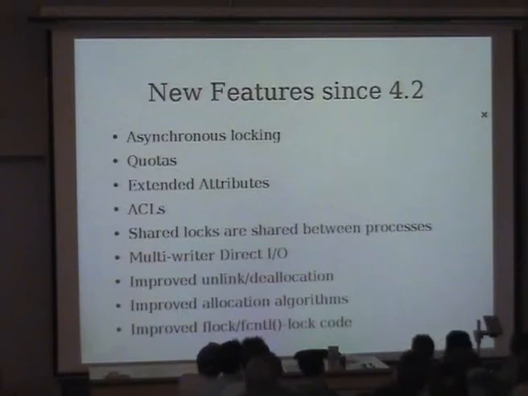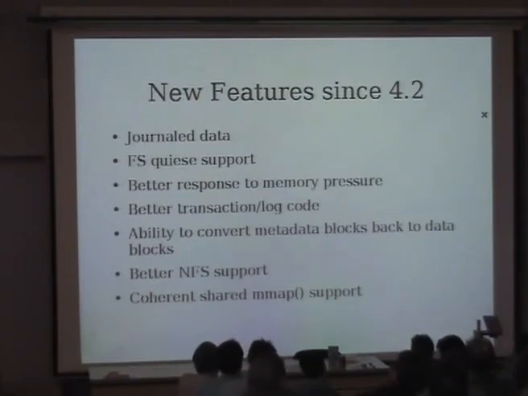Shared locks are going to fix kind of a defect in the code. So we do direct IO, and direct IO is set up so that if you're doing non-allocating writes, you can do writes in parallel. So for a database that's doing direct IO to the disk, you can do as many reads and writes in the file or the database in parallel as you want. Lots of improvements. Journal data support, quota support.